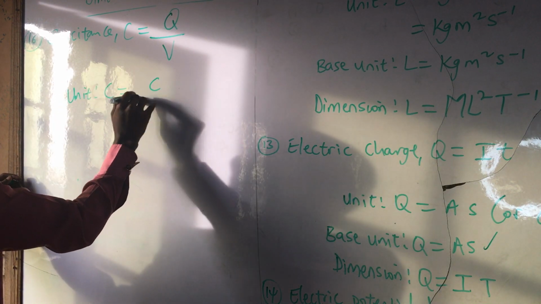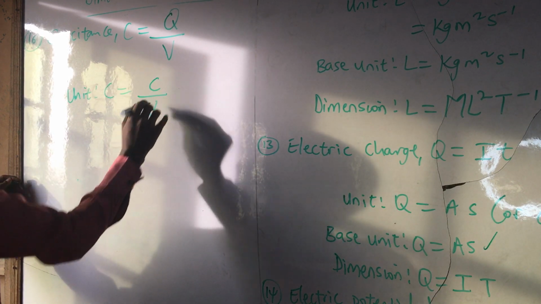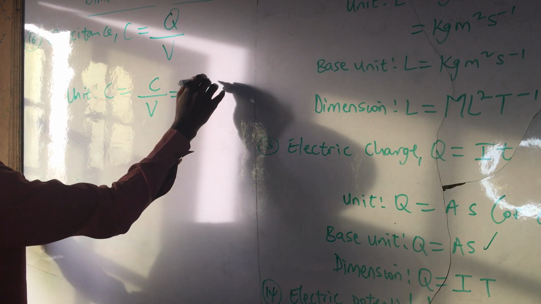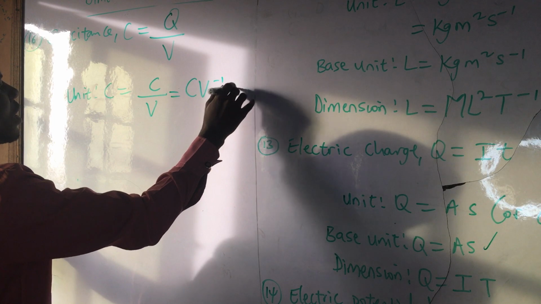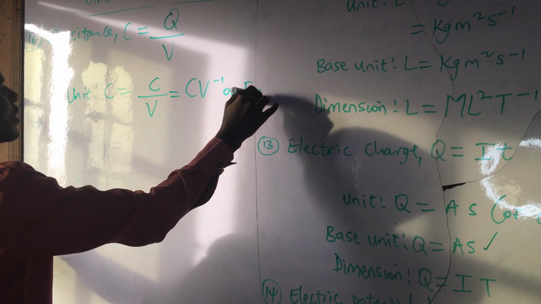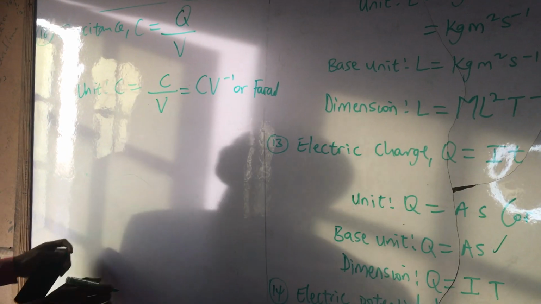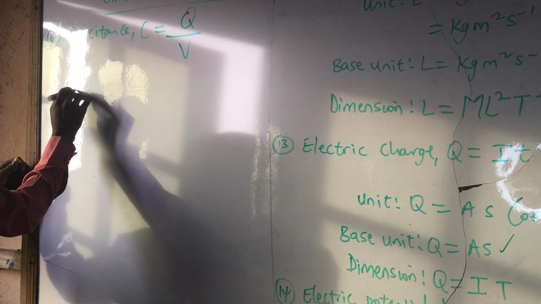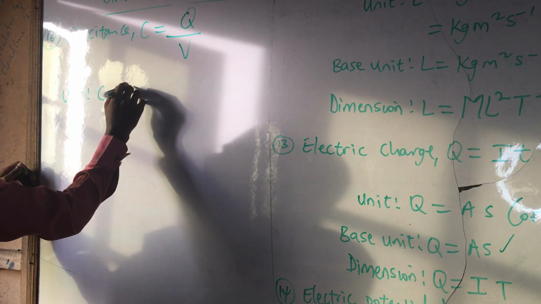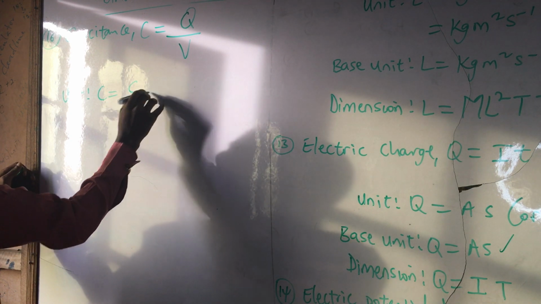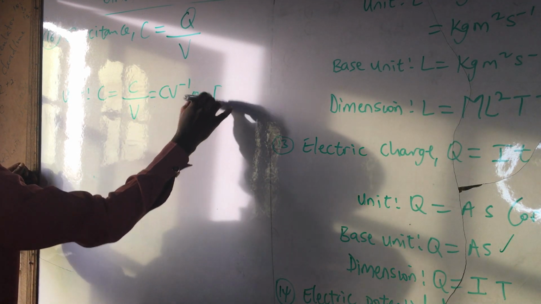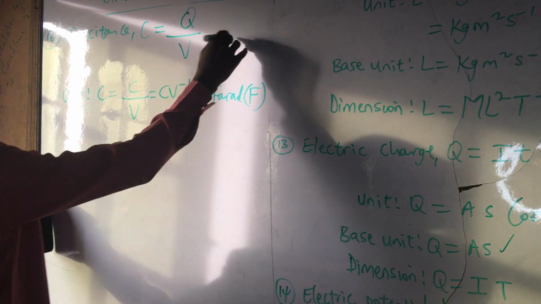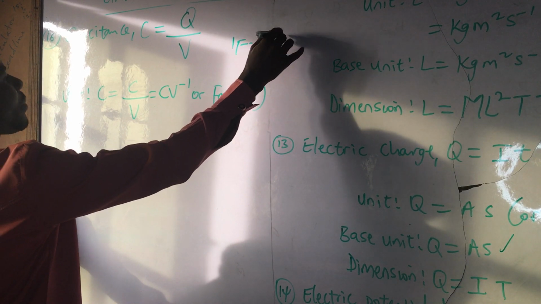Charge is measured in coulomb. Potential difference is in volts. So that's coulomb per volt, or what we call farad. Unit of capacitance is farad. Charge is coulomb. Potential difference is volt. So that's coulomb per volt, or what we call farad. Capital letter F, farad. 1 farad is the same as 1 coulomb per volt.